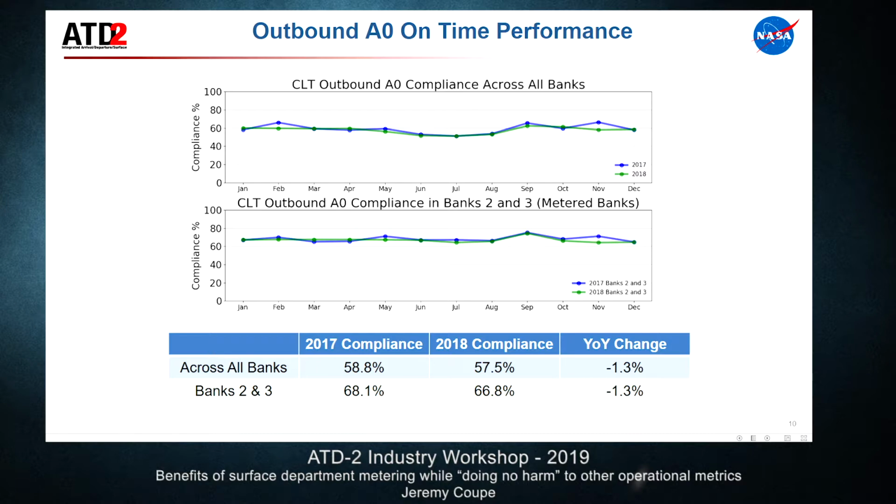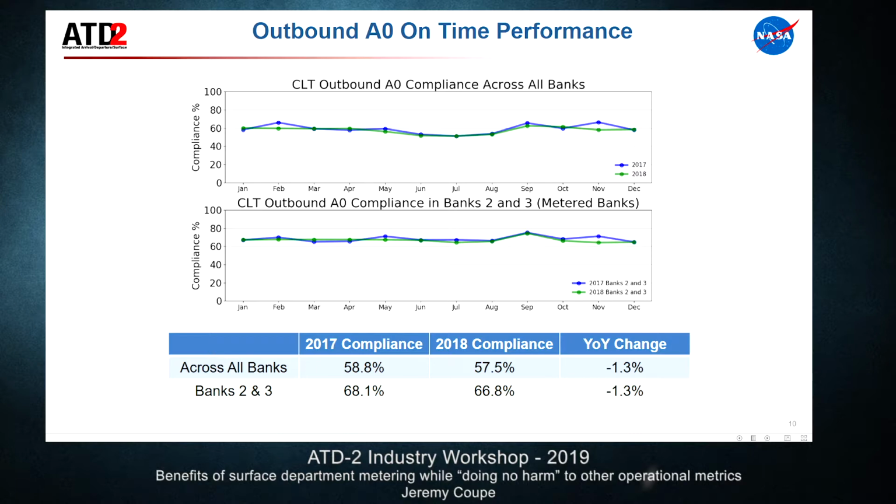If you look back at this blue line, which represents 2017, essentially every month except for this very, very last month, it was non-metered. So 2017 was a non-metered year. Green is 2018, where we metered essentially throughout 2018. However, if you go back and look, we only metered in banks 2 and banks 3 for the majority of 2018.